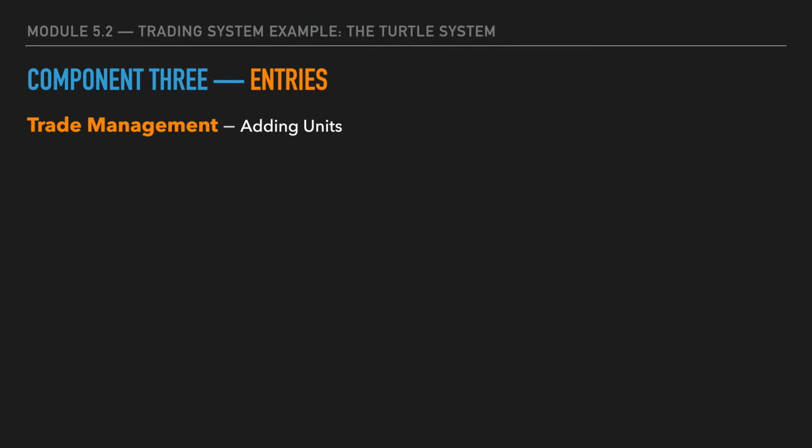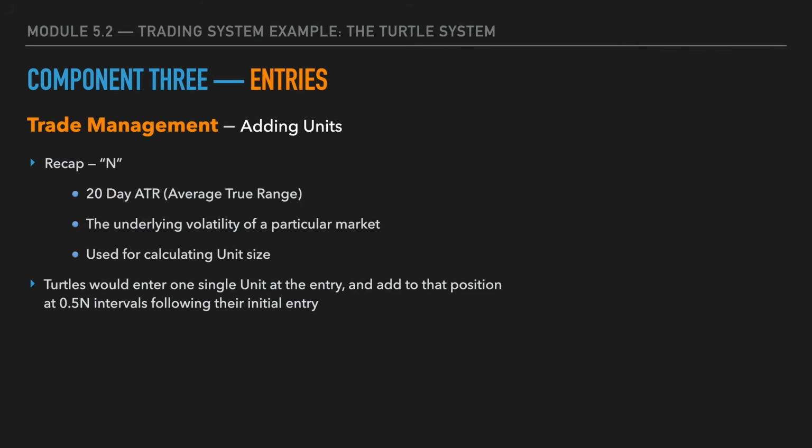Adding units is a big part of the entry rules in any trading system, and it is also a crucial part of trade management. So this is how the turtle system defines when and how many units to add to the existing positions. In the position sizing component, turtle traders have the value of N, which indicates the underlying volatility of a particular market. They would enter 1 single unit at the entry, and then keep adding to that position whenever the price moves half of the N value.